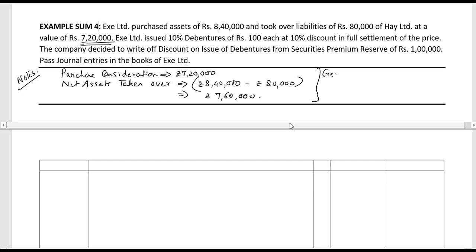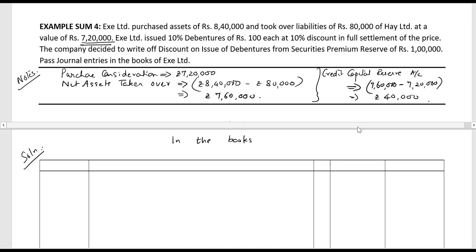The purchase consideration is less than the net assets taken over. So, we need to credit capital reserve account with the difference, which is 7,60,000 rupees minus 7,20,000 rupees, or in other words, rupees 40,000. Let's go ahead and prepare the journal entries in the books of EXE Limited.